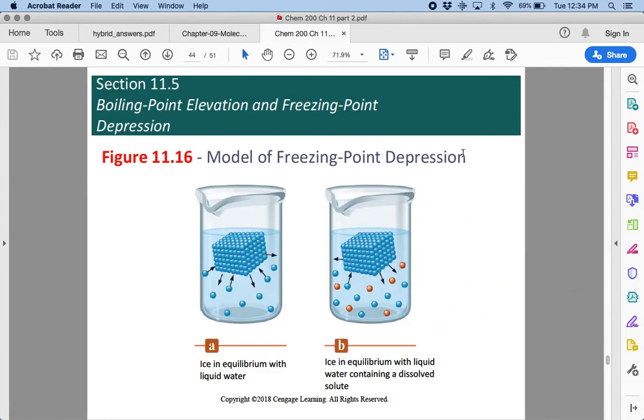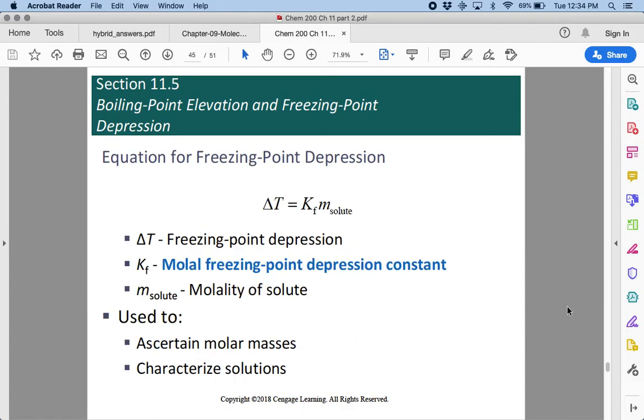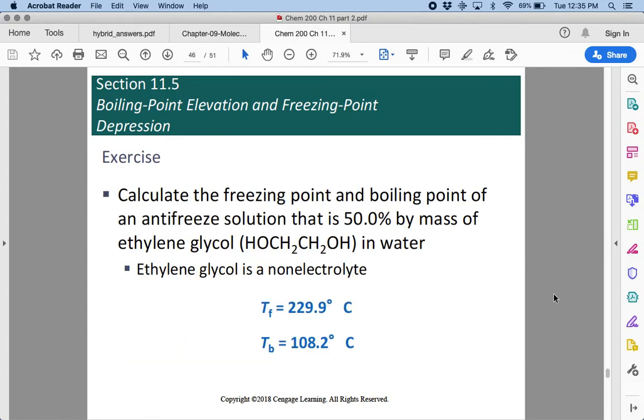So again, here's a representation of that freezing point depression, where now we have some solute dissolved in our water, and this is going to mean that we're going to need even lower temperatures to go from the liquid to the solid state. So here is our equation to represent freezing point depression. And again, just like we had a Kb, now we have a Kf, standing for freezing. We can go through the same concepts that we did with boiling point elevation, now applied to freezing point depression.